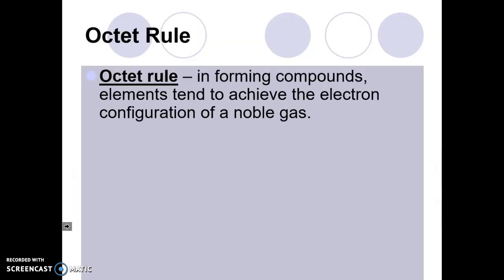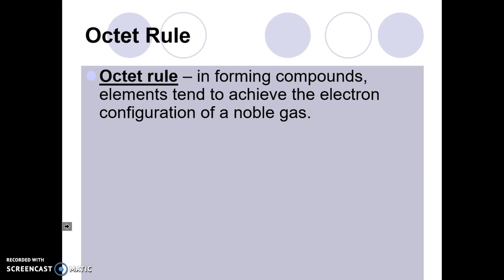The octet rule is a rule that's used to govern bonding. All elements want to be like number 8. They want to have 8 electrons. So to achieve this, electrons are going to be lost or gained. It just depends on the situation. Now, not all elements want to have 8.